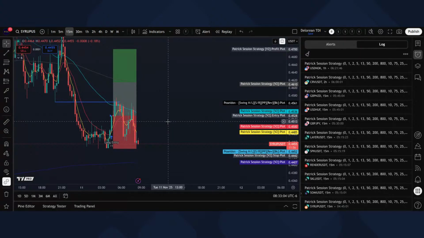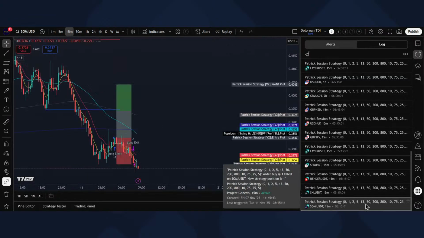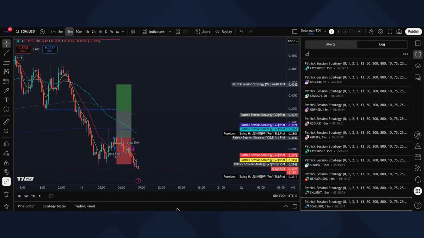Have an invalid setup on SERB versus Tether. You have gray, aqua, blue. That's normally consolidation, and it's about to hit the original stop loss. So we won't be taking that. We have an invalidated trade on SOMI versus Tether. It hit stop loss. Obviously, the bias for cryptocurrency is sell right now.